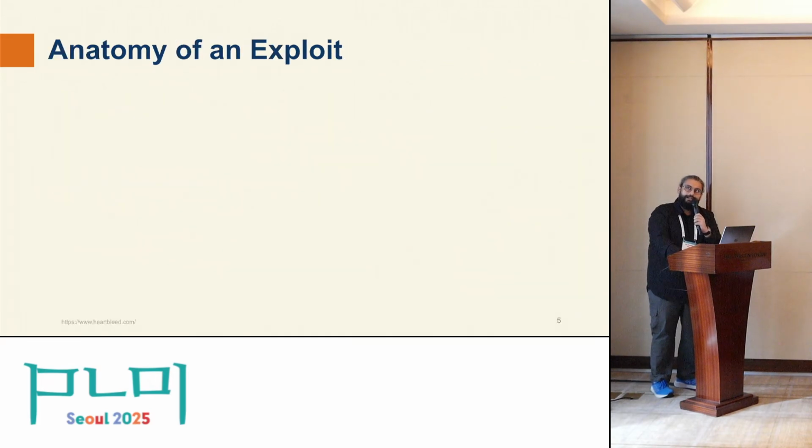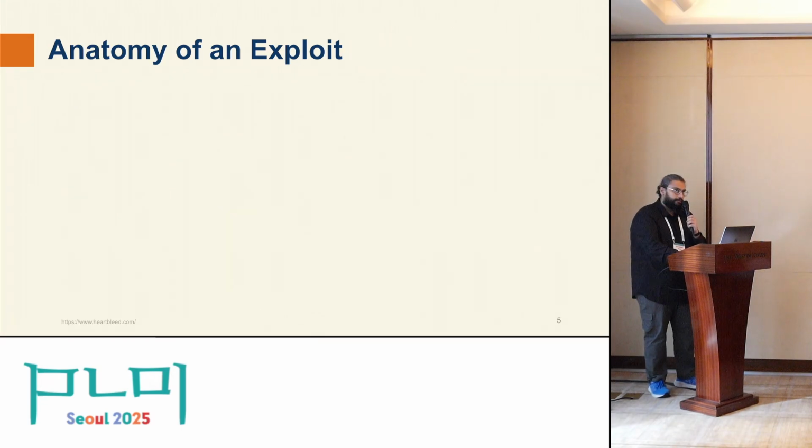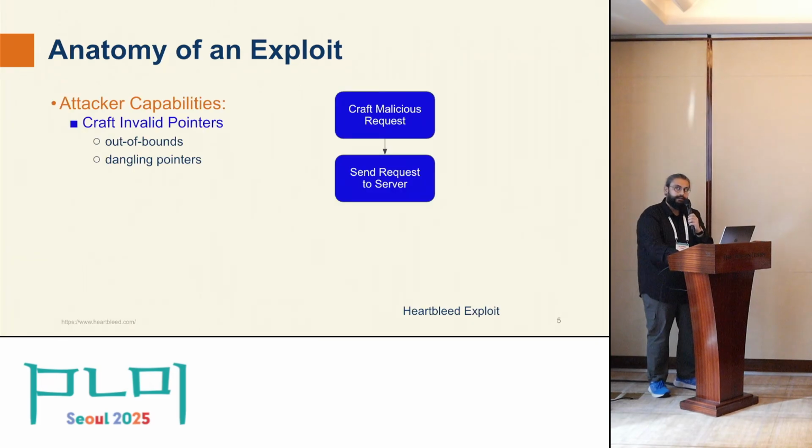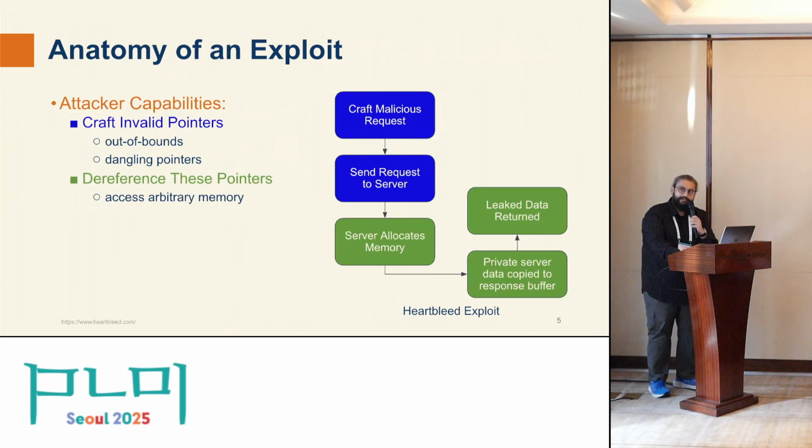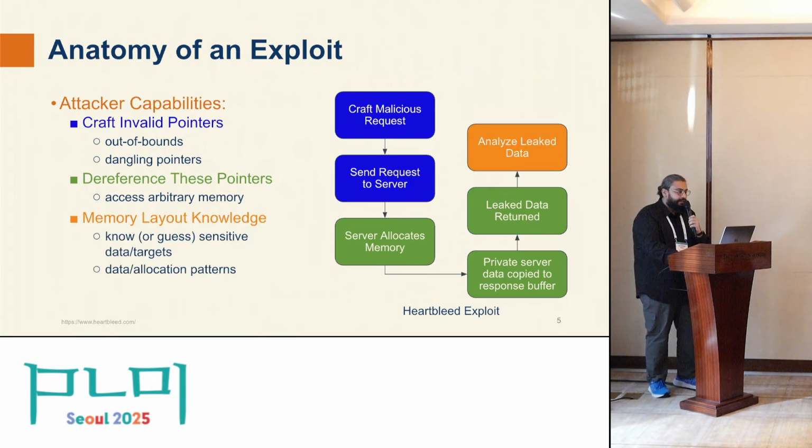Now, let's look at the anatomy of an exploit. What makes an attacker turn a simple bug into a full-blown exploit? Well, the attacker needs a few capabilities. The first of which is they need to be able to craft invalid pointers, either out of bounds or dangling. They need to be able to dereference these pointers. And they need to leverage the program's memory layout to know where to read or write data or find control structures or put sensitive data.